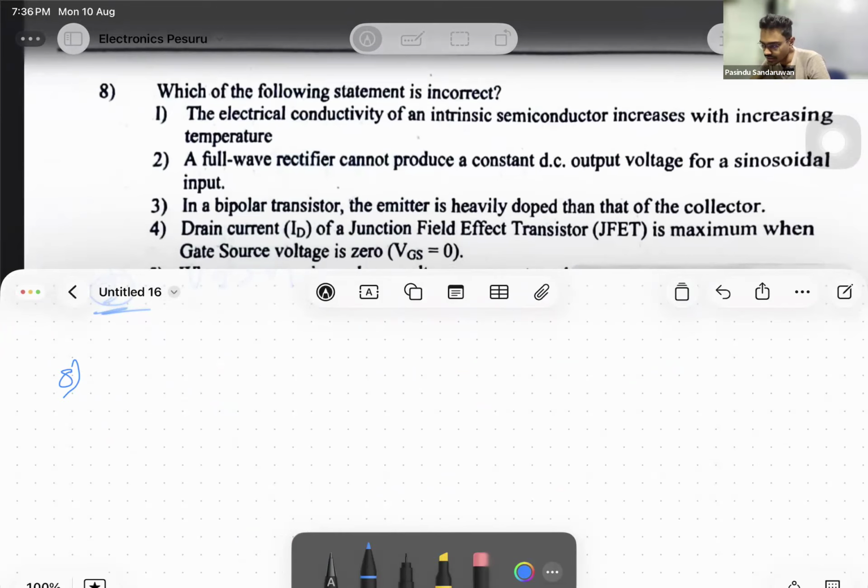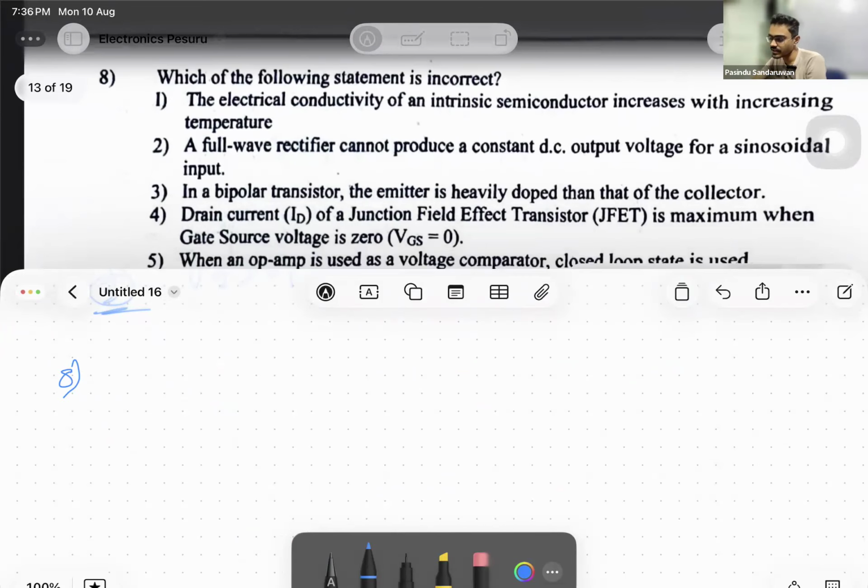Okay. 1. The electrical conductivity of an intrinsic semiconductor increases with increasing temperature. Electrical conductivity increases, right? In the semiconductor discussion I also explained the same, because in intrinsic semiconductors, when temperature increases, resistance decreases. When resistance decreases, conductivity increases. One is correct. 2. A full wave rectifier cannot produce a constant DC output voltage for a sinusoidal input.